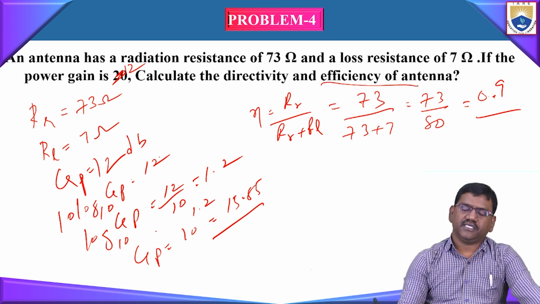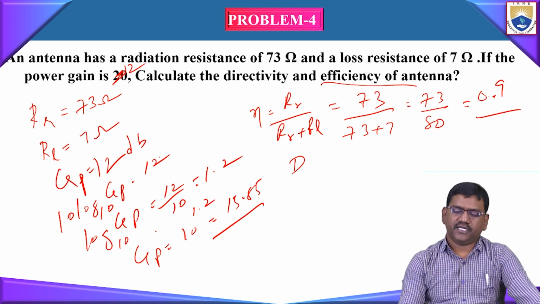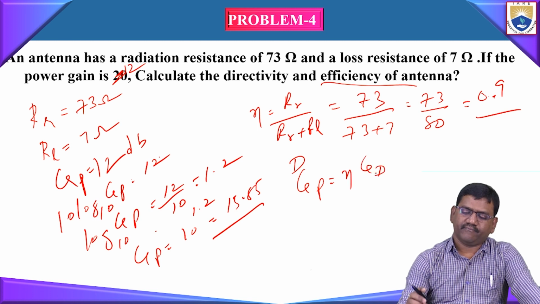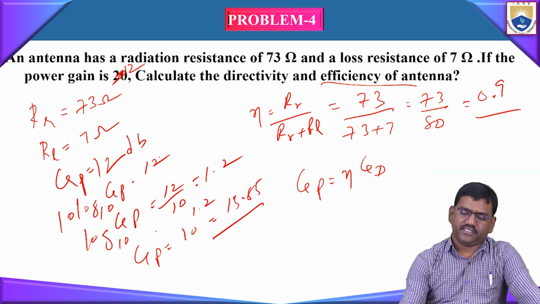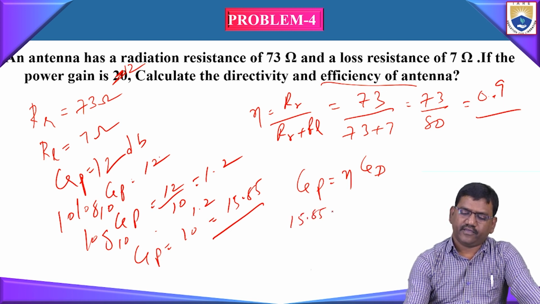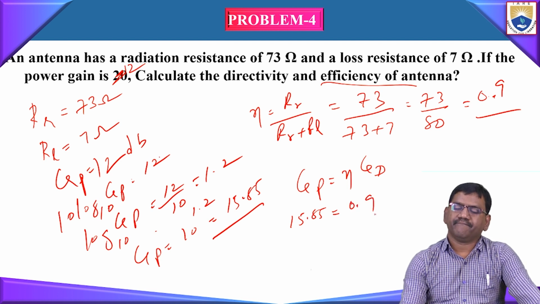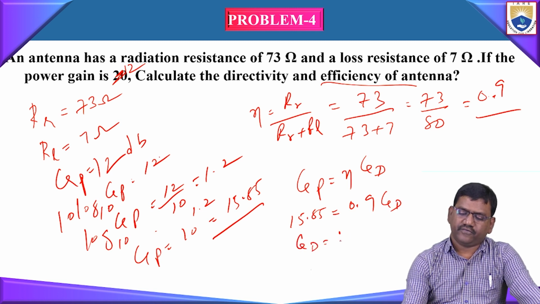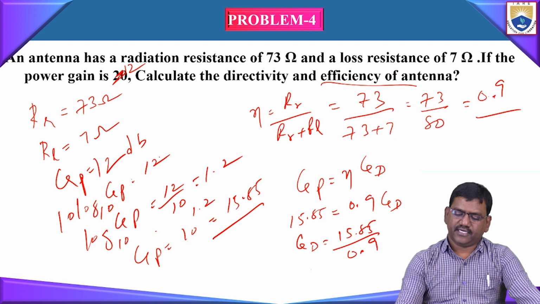Similarly we can calculate the directivity D. There is a relationship between the power gain and the directive gain: GP is equal to eta GD. GP is 15.85 and the efficiency we got as 0.9, and we need to calculate the directivity. So GD is equal to 15.85 divided by 0.9.